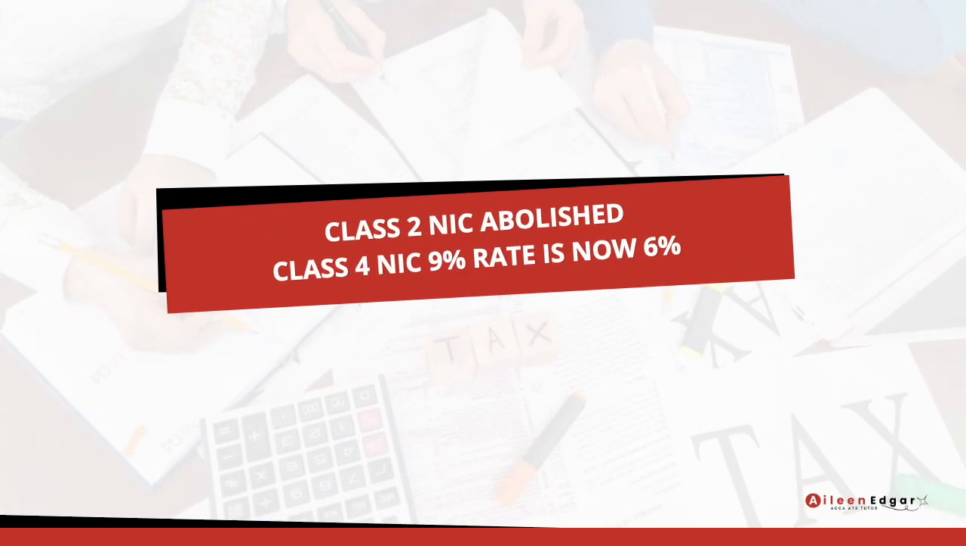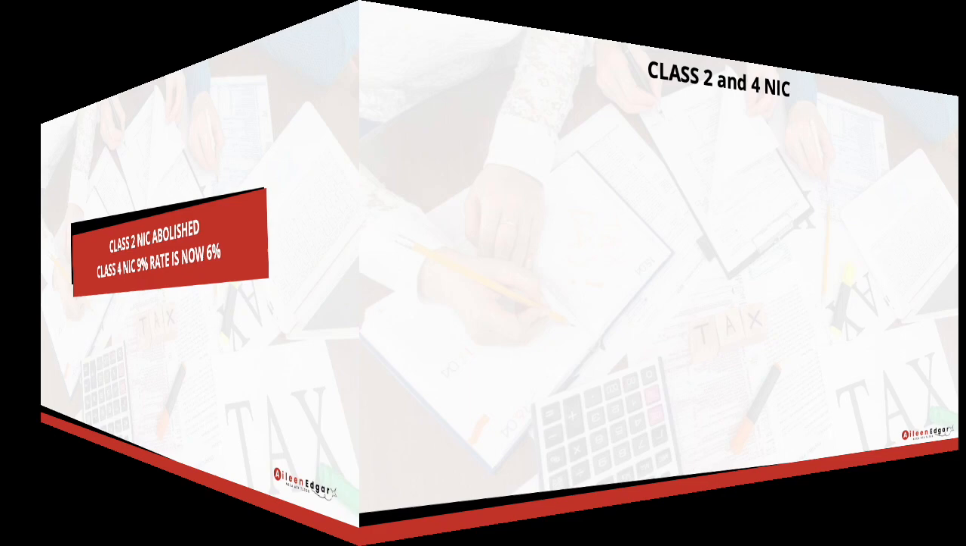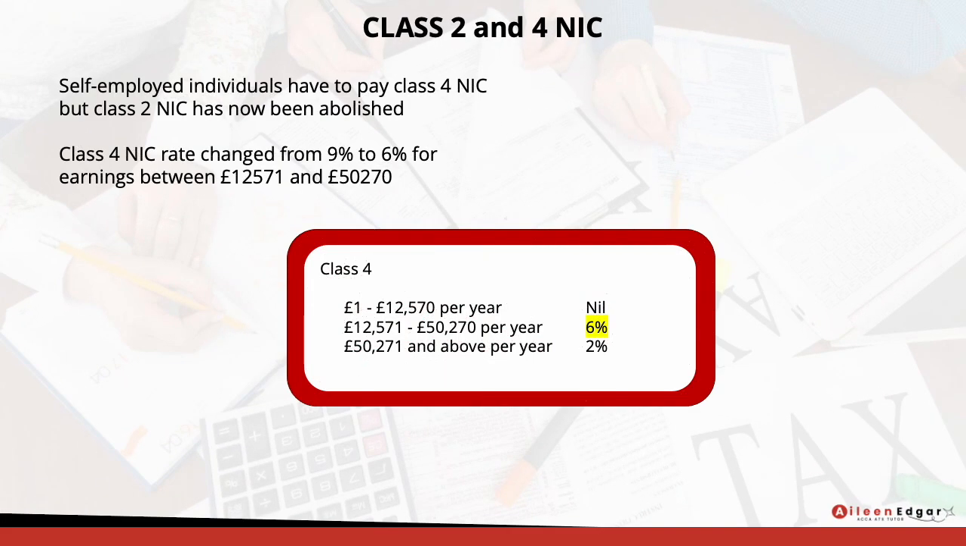NIC for self-employed individuals has also changed, with Class 2 NIC being abolished and one of the rates for Class 4 NIC being reduced from 9% to 6%. Again, use your tax tables. Don't try and memorise this. These are easy marks to get in the exam, so take no risks, check them.